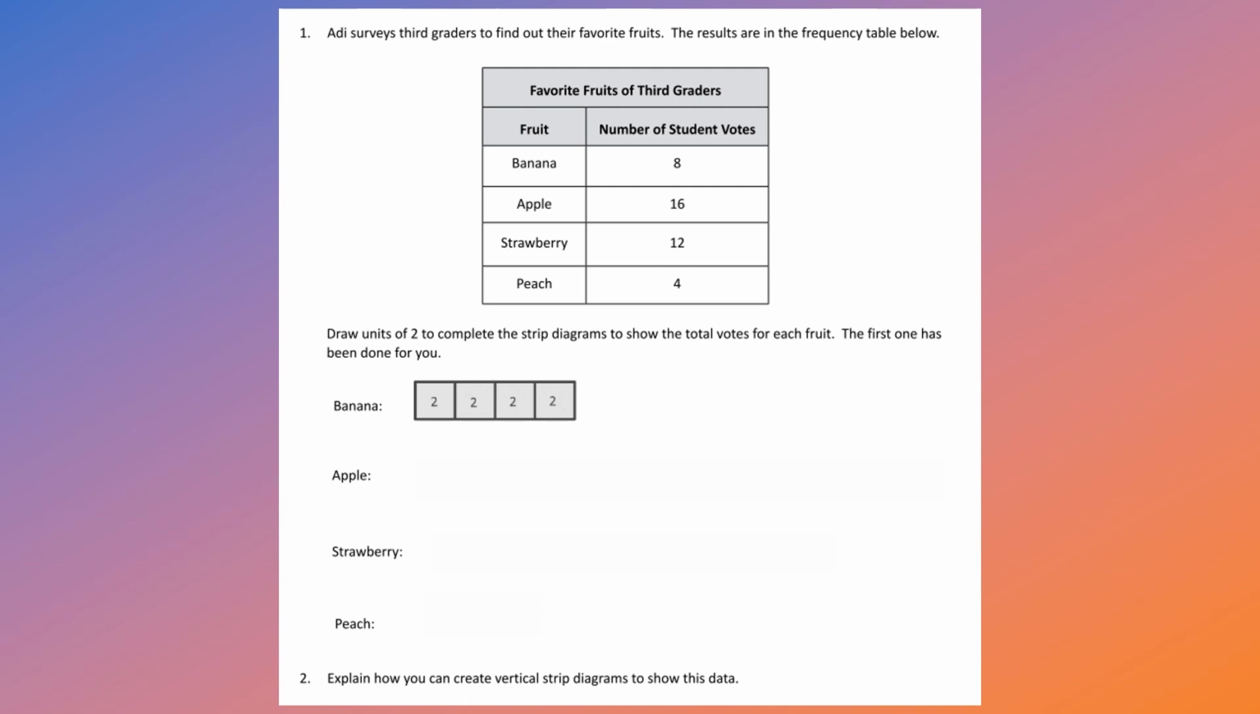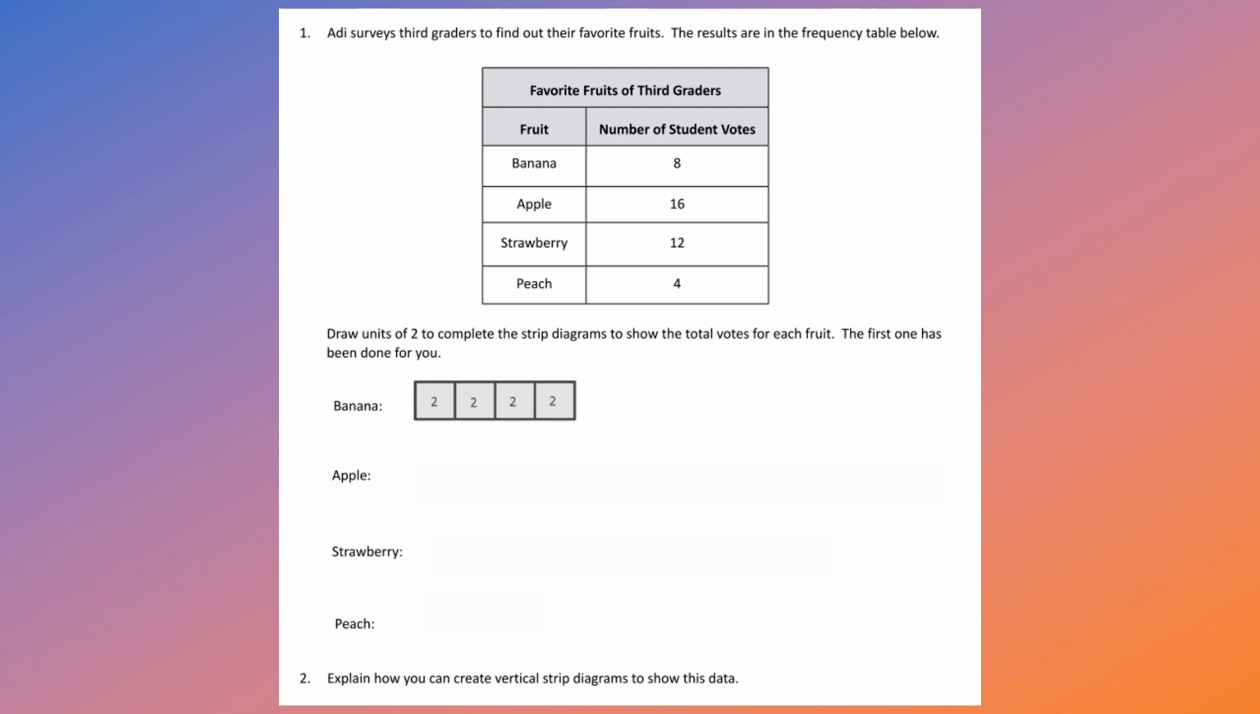So I see the title of the frequency table says favorite fruits of third graders. And then in the left column, we have fruit. Types of fruit shown are banana, apple, strawberry, and peach. Then in the right column, it shows the number of student votes. So the fruit banana had 8 votes. The fruit of apple had 16 votes. The fruit of strawberry had 12 votes. And the fruit of peach had 4 votes.